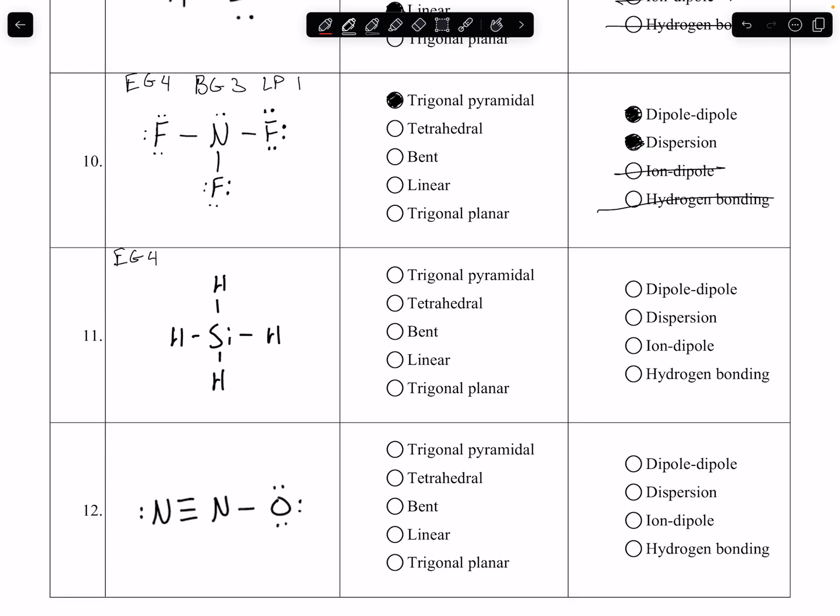Electron groups, 4. Bonding groups, 4. Lone pairs, 0. That's tetrahedral. And then all hydrogens, no lone pairs on the central atom, so only dispersion forces.